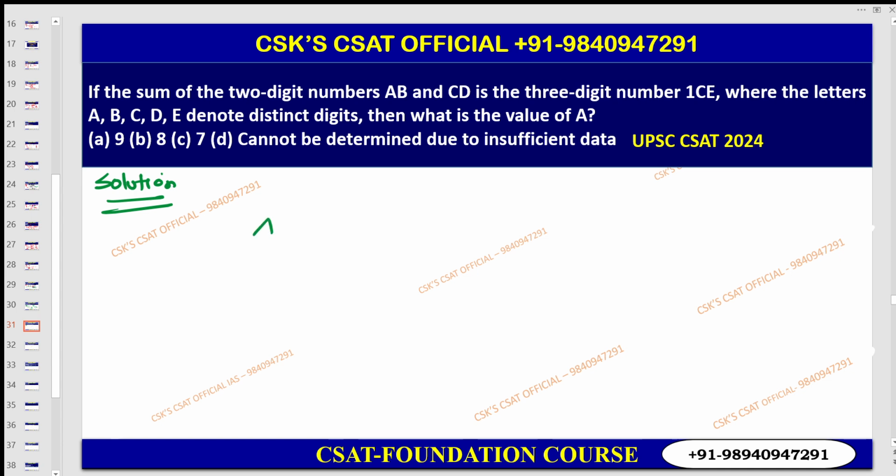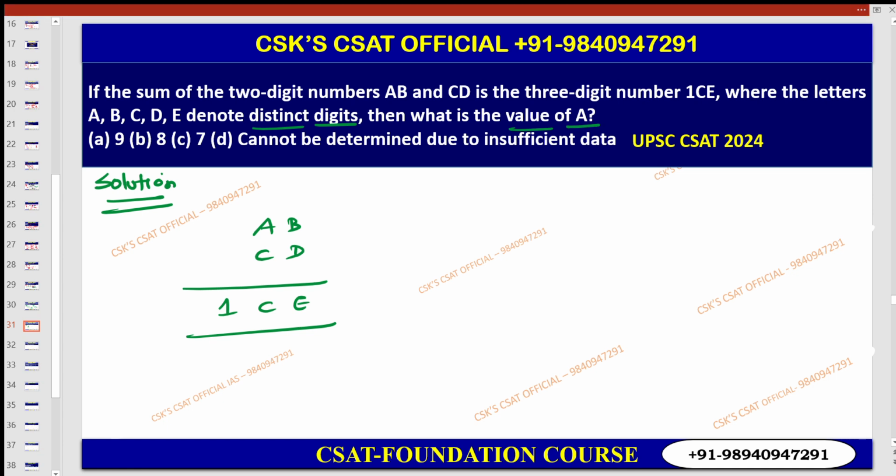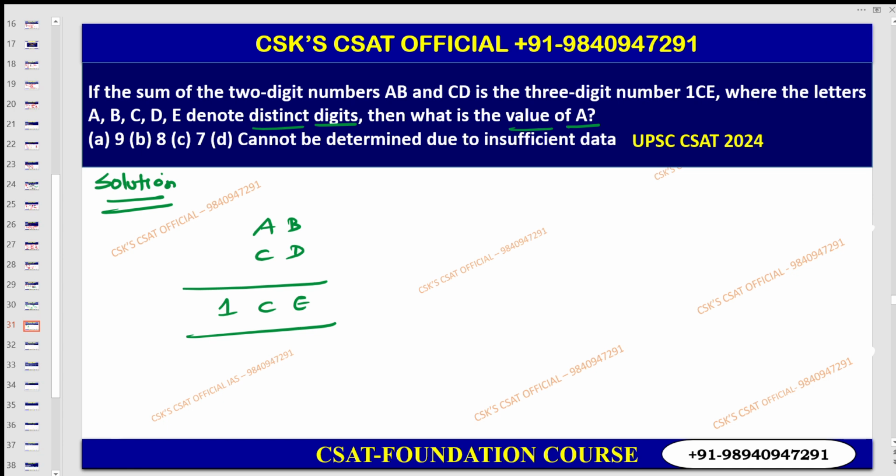Let us see here. A, B, C, D. You will be getting a 3 digit number as the answer. And is any other data provided? A, B, C, D, E are distinct digits. Now what is the value of A? So now you have to focus on one thing here. It should not go, no, here 1 only, here 1 only.